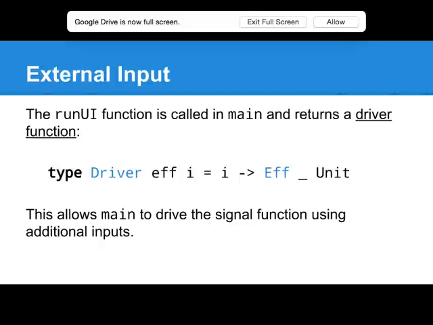So the run UI function that I showed earlier that does this tying the knots with inputs, as a side effect, it hooks up the inputs that are generated to the start of the signal function, but it also provides you this driver function which allows you to just inject additional inputs into the machine. And this allows main. So in main, we're going to set up something like a mouse listen event that drives the machine in addition to any DOM element events.